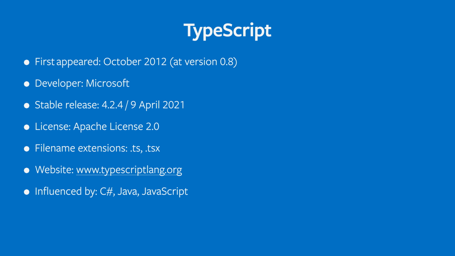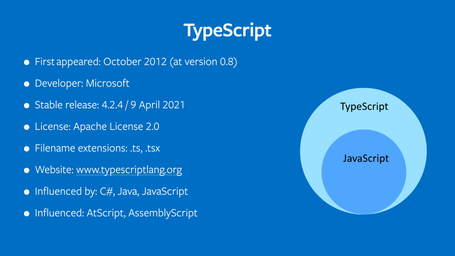typescriptlang.org. This language was influenced by C#, Java, and of course JavaScript, and also influenced some languages such as ECMAScript and AssemblyScript. Basically, TypeScript is an addition to ECMAScript 6 that adds several useful features like typing and other stuff that we're going to talk about.